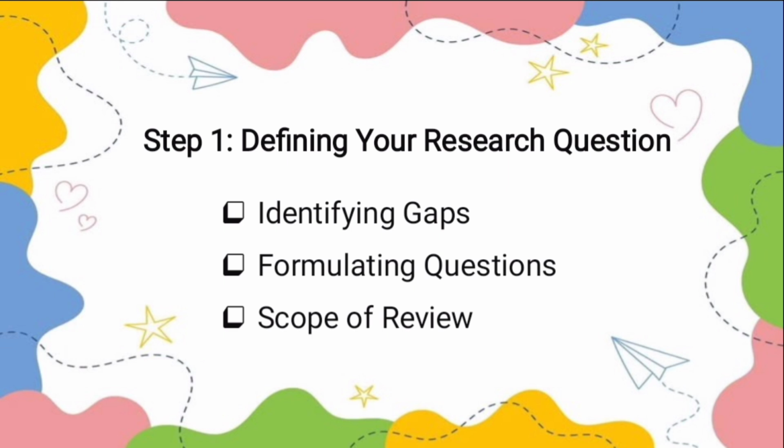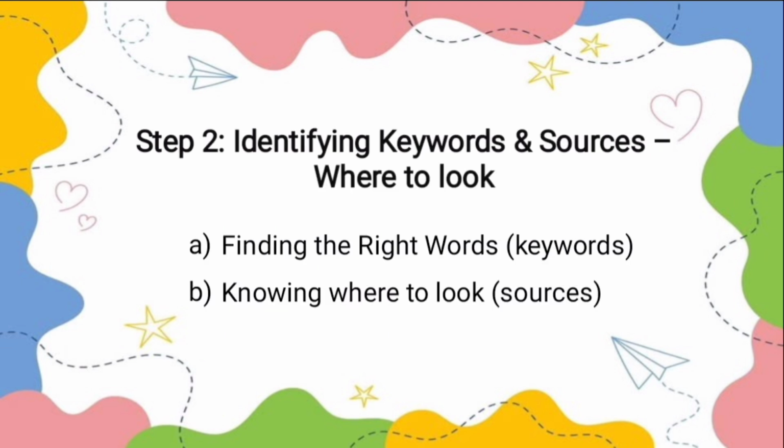Why is this step important in crafting our literature reviews? Having a well-defined research question and scope keeps your literature review focused and manageable. It prevents you from getting overwhelmed by too much information and ensures you're addressing a specific issue within the existing research. It's the foundation upon which the rest of your literature review will be built. Now, let's proceed to step 2, identifying keywords and sources.